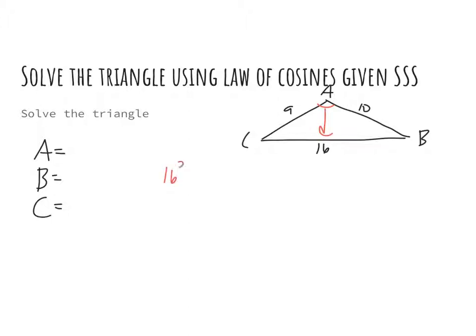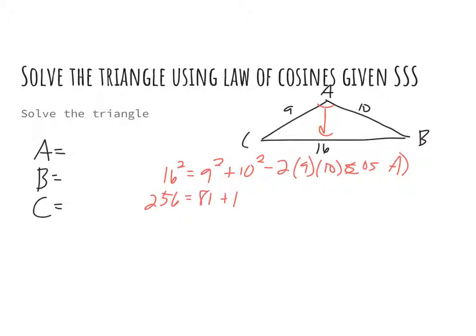So we got 16 squared is equal to 9 squared plus 10 squared minus 2 times 9 times 10 times the cosine of A. And again, I'm going to solve all of these first. So 16 squared is 256, 9 squared is 81, 10 squared is 100, 2 times 9 times 10 is 180. I can add on the right side there and get 181.